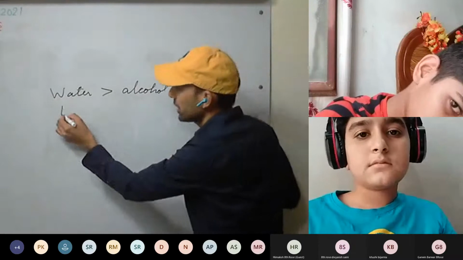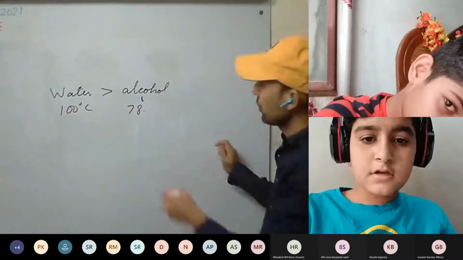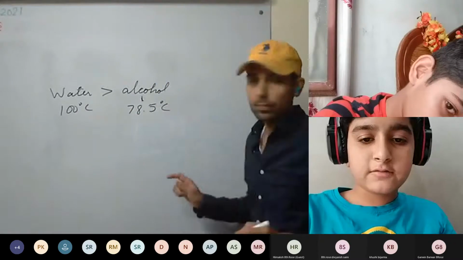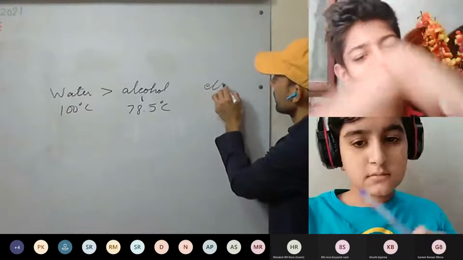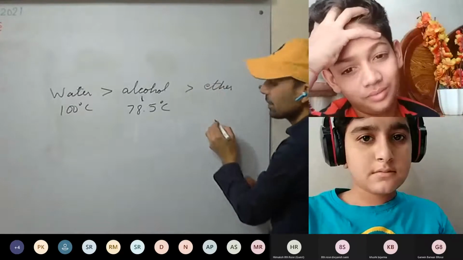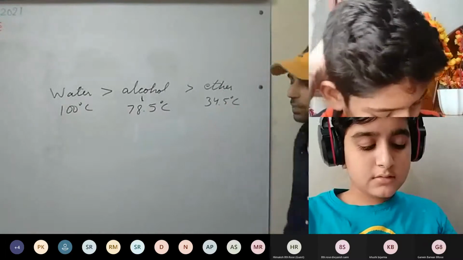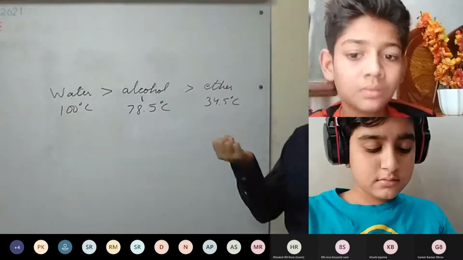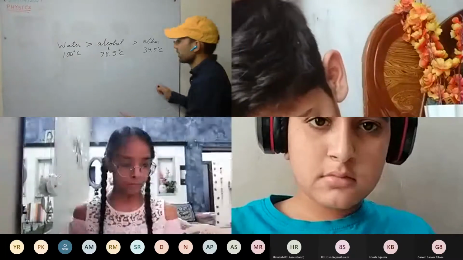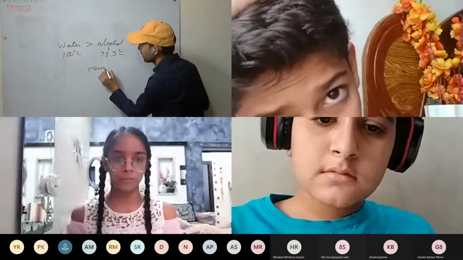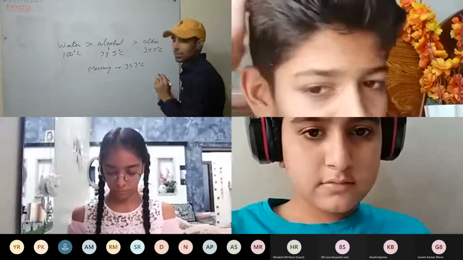So how much does it have? Water has 100 degrees Celsius, whereas alcohol has 78.5 degrees Celsius. Now ether has even less. It boils at 34.5 degrees Celsius. So even at room temperature, ether will boil and get converted into its vapor state. Whereas mercury, you can see, is 357 degrees Celsius.